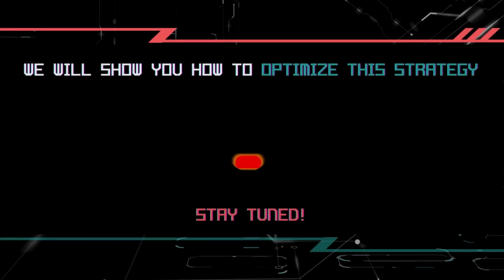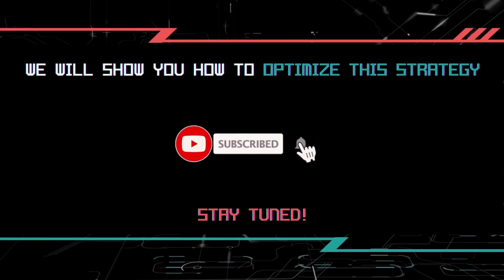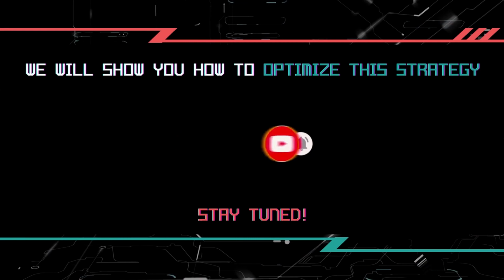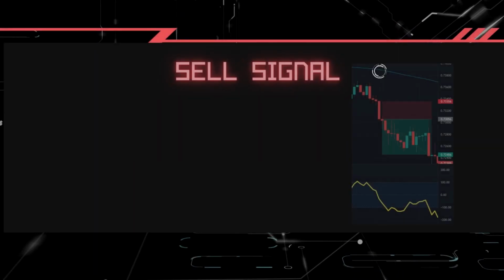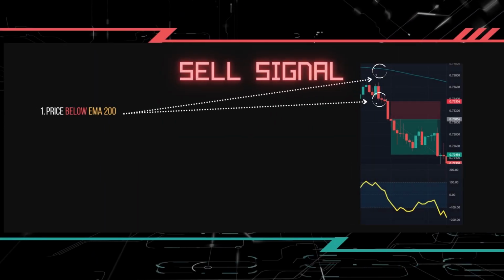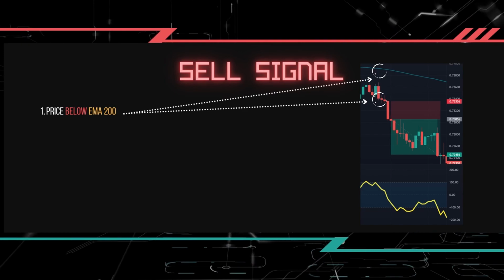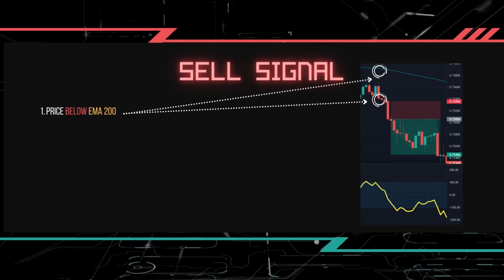By now you must be familiar with our strategy for buy signals. Before we go to the optimization part, let us do a quick run through on the sell signals. The opposite is true for the sell signal. First, we check that the price is below the 200 EMA. This shows that the price is in a downtrend.